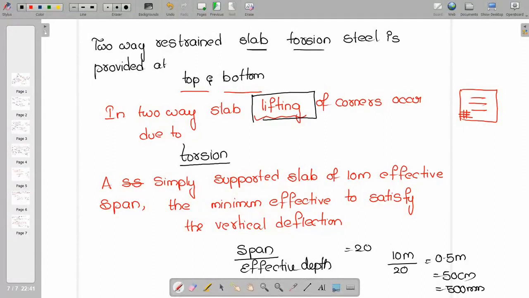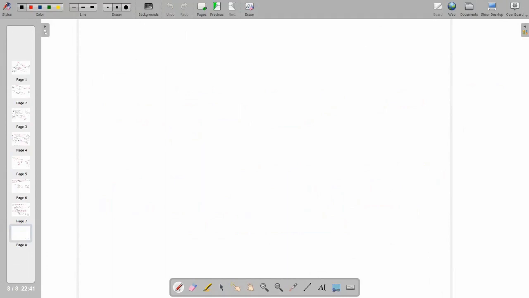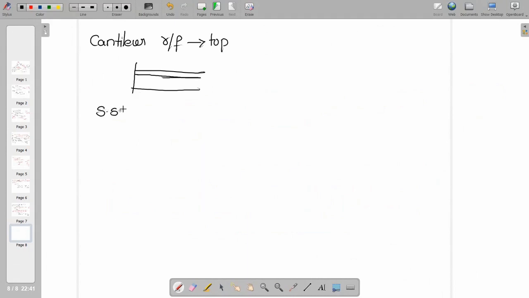Now, this is also another important thing. See, students, if you consider a slab for a cantilever beam, reinforcement will be provided at top. This is important. If you talk about a simply supported beam, reinforcement will be provided at bottom. These things also can be a question, sir.